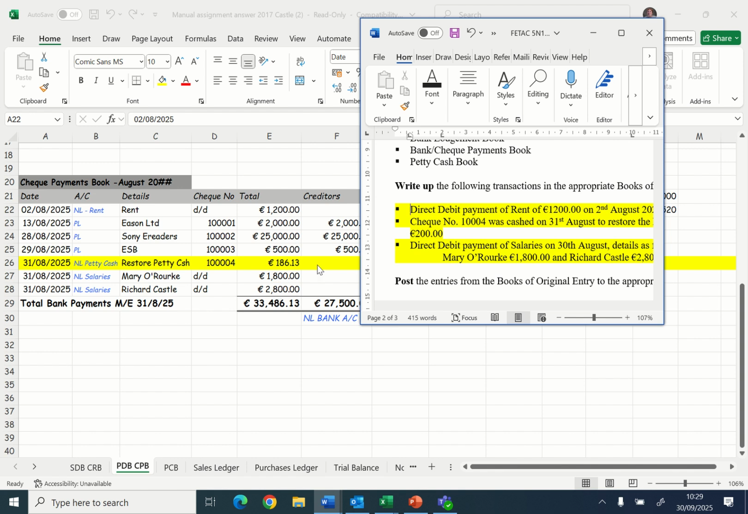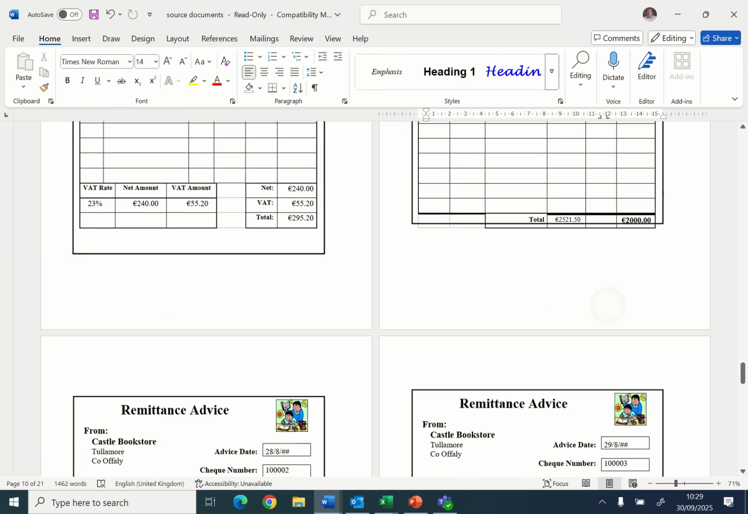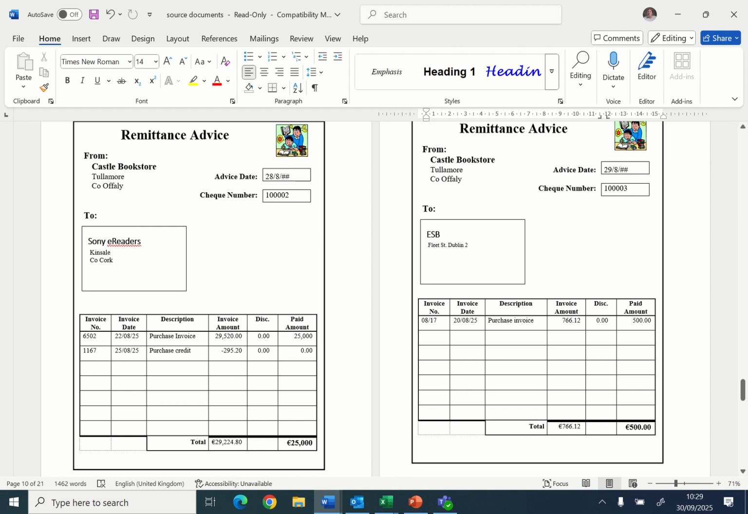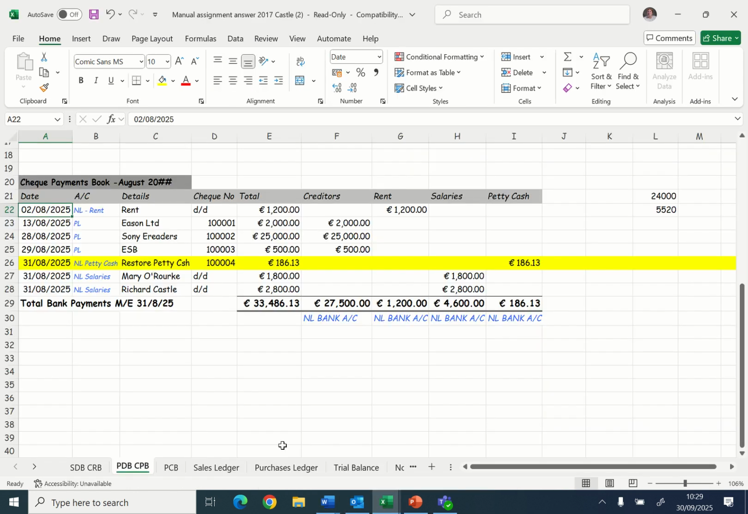Okay, and then we're just taking the rest of our information from our remittance advice. So look at these two here. So we have a payment of €25,000 to Sony on the 28th of August. So we're just popping that in. On the 28th of August, we paid Sony e-readers 25,000 and they are a creditor. So creditor are people that we owe money to.